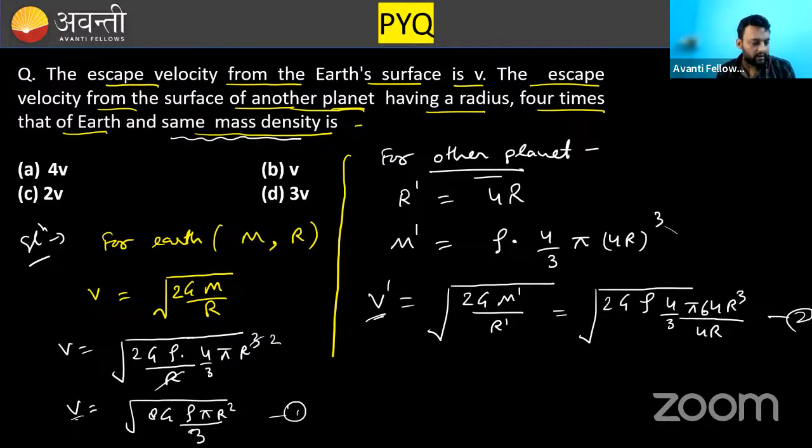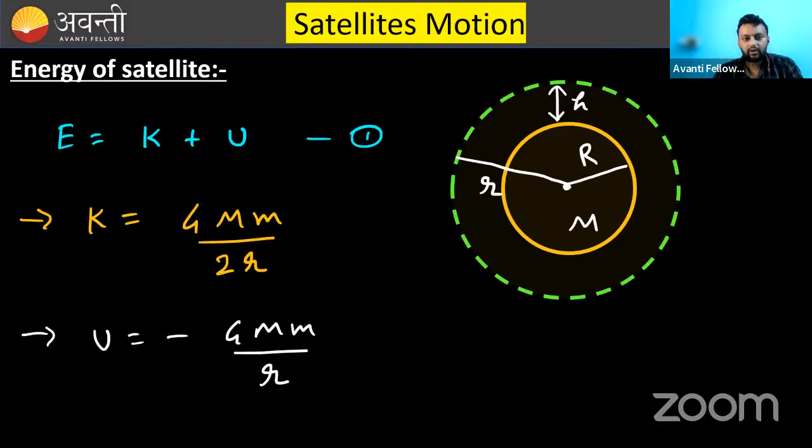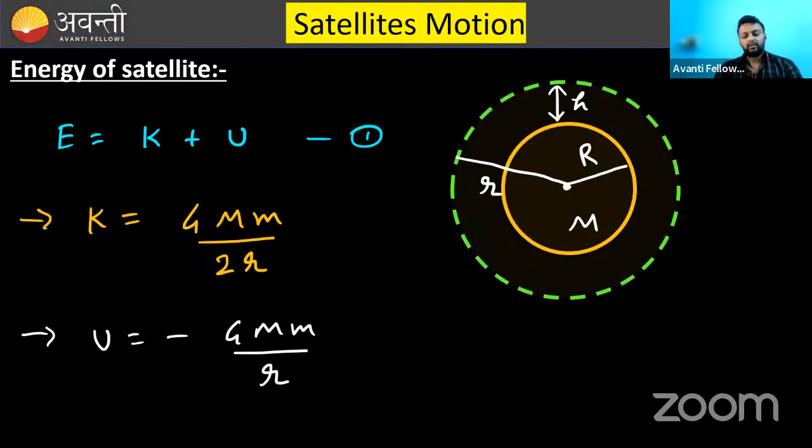Because it's already over, I am not going to do that. For that, this is the formula you should remember for orbital velocity, and this is for energy. Only these two relations you should remember. After that, there is Kepler's law. So we will not discuss Kepler's law. So the energy thing you can remember. So I am ending the session here.